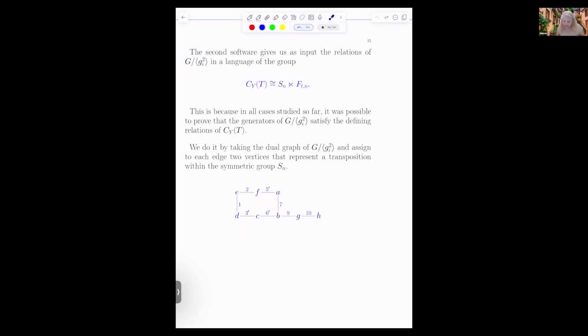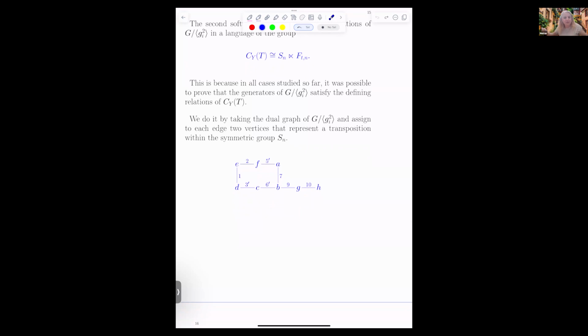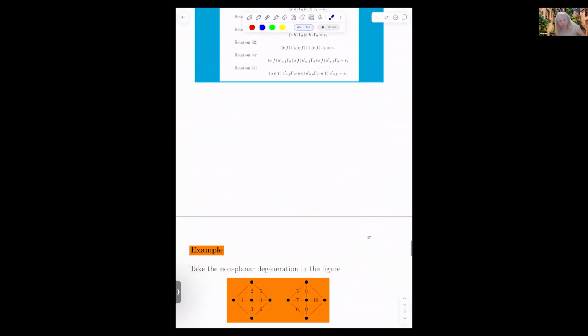And you can see that when we draw a picture of a dual graph, you can see the correspondence between some edge and the vertices. So it's very nice and convenient to work with this because anyway, the work is very complicated. Calculations are very complicated, so we must find something which is easier for us. So this is a screenshot. You can see a screenshot of the output from the second software. You can see that you play with the transpositions from the symmetric group, okay?